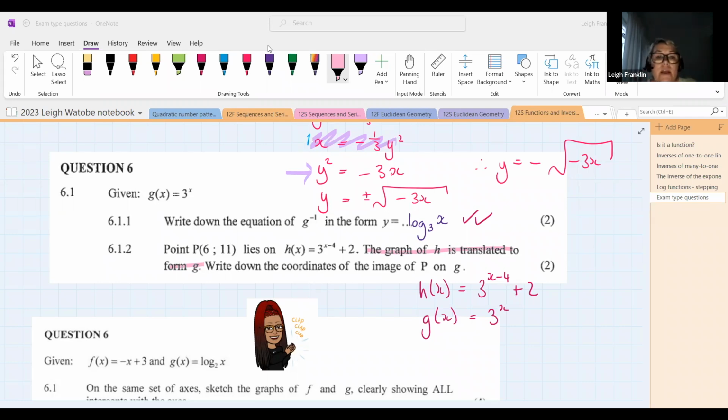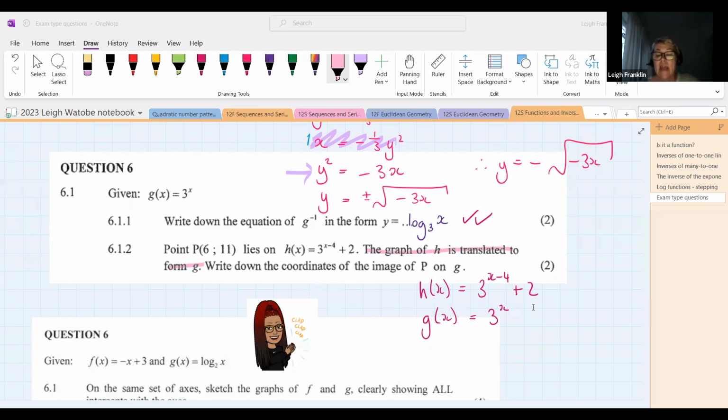Let's just see what you're saying in the chat here. Okay, so H of X, it's 2 units up or down. Because it's plus 2, it's got to be 2 units up. Yes, Pigelo, it's actually quite a difficult question. All right, you've got to be very, very careful, right?